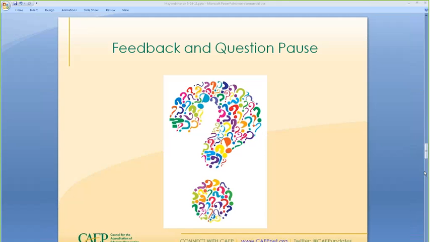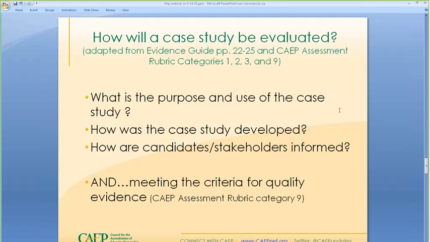Okay, so I'm going to move on to our very next slide. Here's where I guess the rubber meets the road in terms of case study for accreditation purposes: how is CAPE going to be evaluating a case study? And this is where I've referenced two points: the evidence guide from pages 22 to 25, and the CAPE assessment rubric. We're going to be looking at sections 1, 2, 3, and finally section 9.